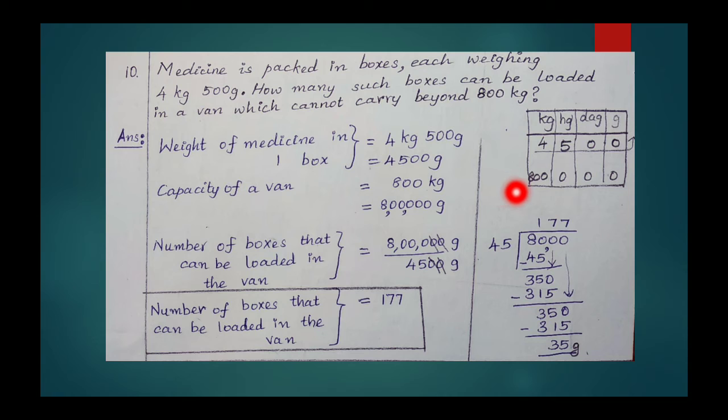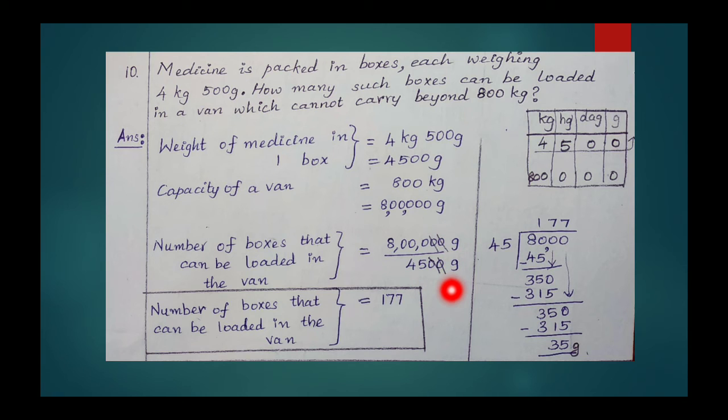Now 800000, which means 8 lakh grams. So the capacity of the van is 8 lakh grams. The number of boxes that can be loaded in the van is equal to the total capacity of the van divided by the weight of medicine in one box. So 8 lakh by 4500.